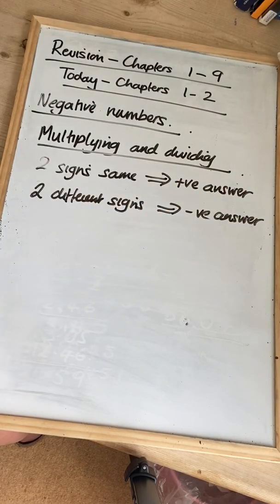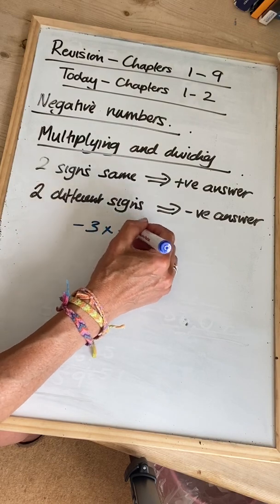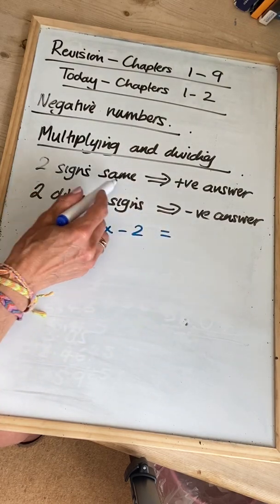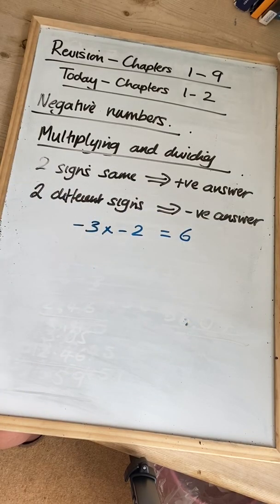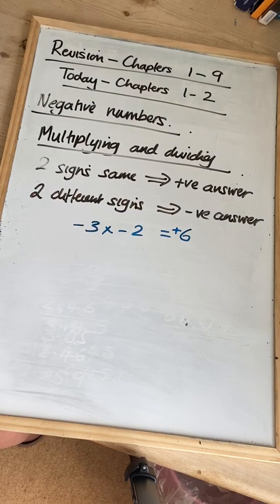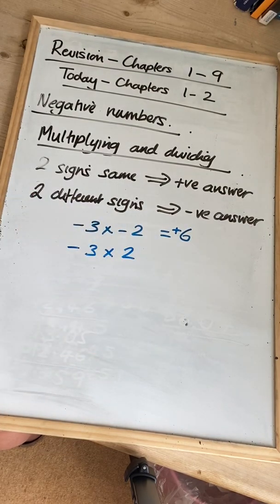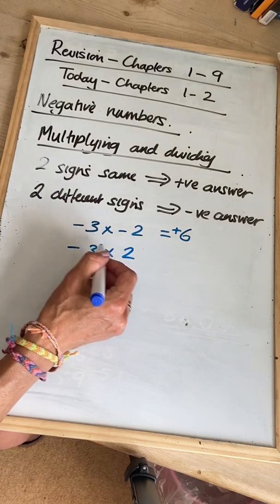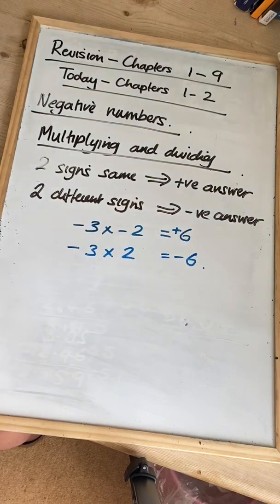Yeah, so examples here. So -3 times -2. Those are two signs the same, so you just do 3 times 2, which will give you 6. Yeah, it's going to be a positive 6. Don't have to write the positive in, but I'll write it there just to make it clear. Whereas minus 3 times 2, you've got a different sign in front of each of these, and therefore that's going to give you a minus 6.